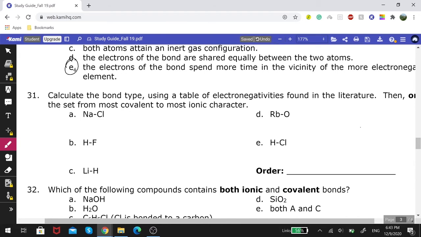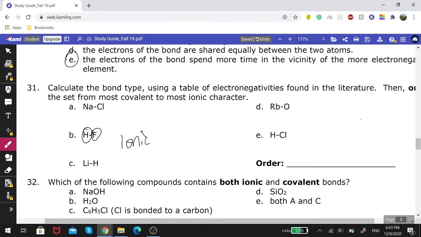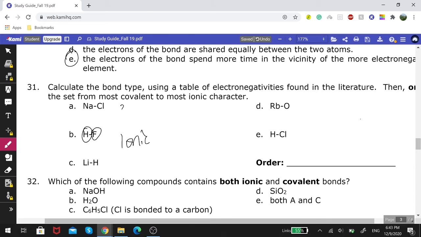Now calculate the bond type. Order them from most covalent to least covalent, and this one you're gonna need to have the chart with you, but we can do some predictions over here. Alright. F is the highest electronegativity value. H is a little bit lower, so H minus F should 100% be equal to ionic, since F is so big. Now, I'm just going to give you the rest of the numbers here and let you figure it out.